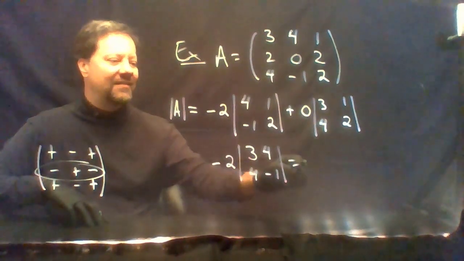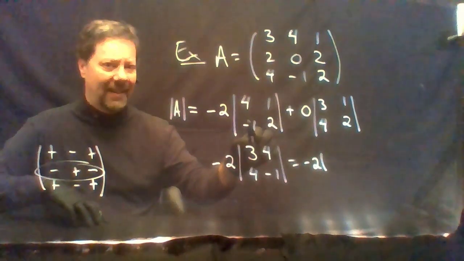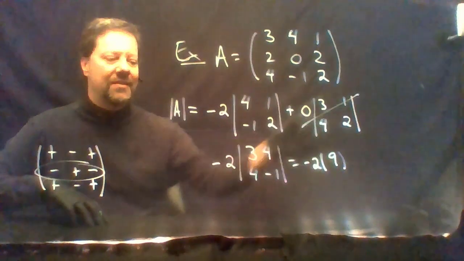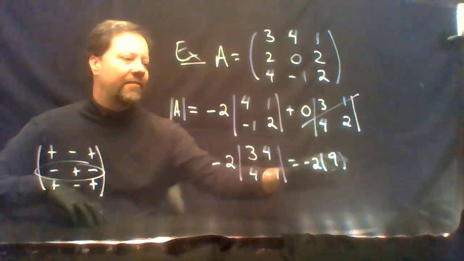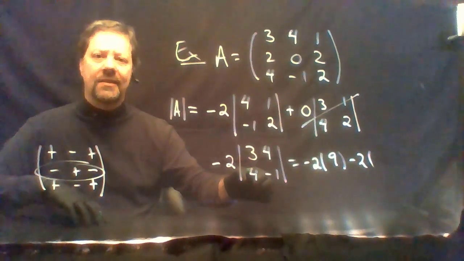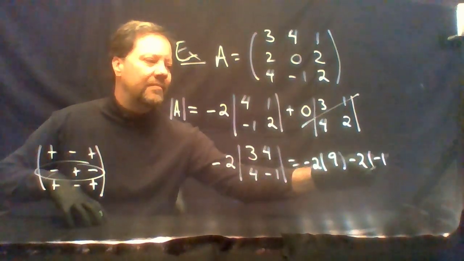So, what do we get? Negative 2 times 8 minus negative 1, that's 9. This is 0. Here we have minus 2 times negative 3 minus 16. What is that, negative 19?